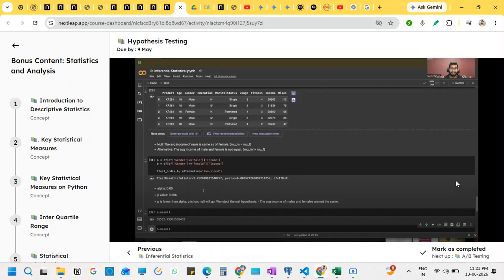But is it statistically different? Because we have a smaller data. Right now we are working on a sample data. Is it true for the entire population? Is it going to be true for the entire population? So whenever we have to conclude, because we are working on the sample data and we want to conclude, it is always good to use these tests and then conclude.